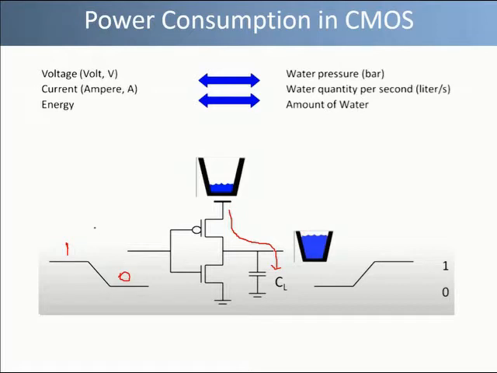So for this inverter, when the input goes from 0 to 1, this transistor is switched off and this transistor is on, and now this energy stored by the load capacitor is discharged to the ground. So for all practical purposes, we only consider 0 to 1 transition of output for calculation of energy.